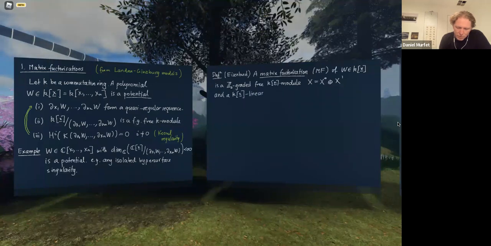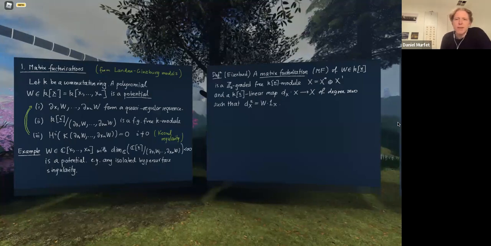And this Z2-graded free module comes equipped with a K[x]-linear map d_X of degree 0, which satisfies the condition that it squares to multiplication by W. So a matrix factorization is a square root of a polynomial, right? In the same sense that you can take the square root of Laplacians. That's perhaps the earliest example of a matrix factorization, Dirac's example of square roots of the Laplacian using Clifford algebras.